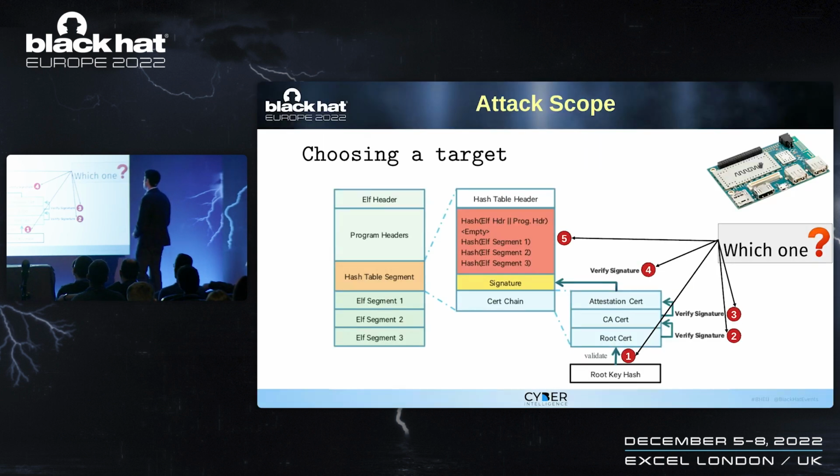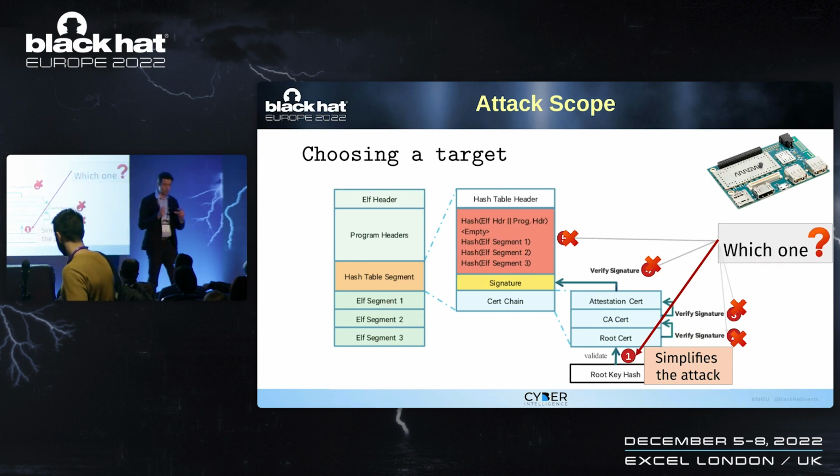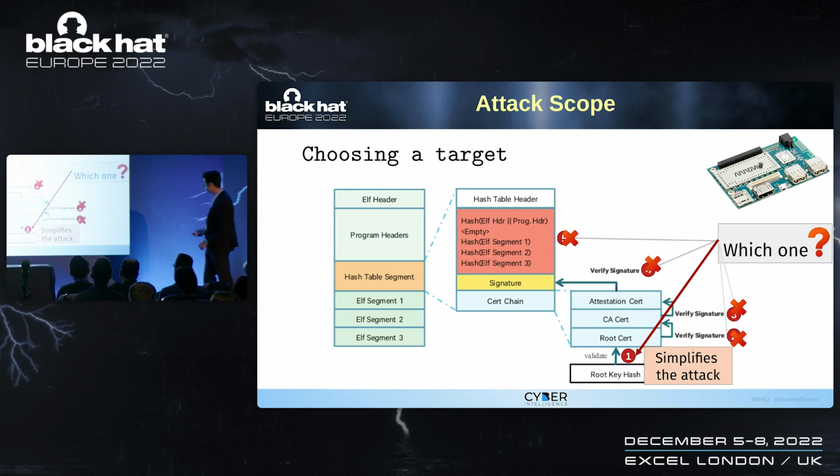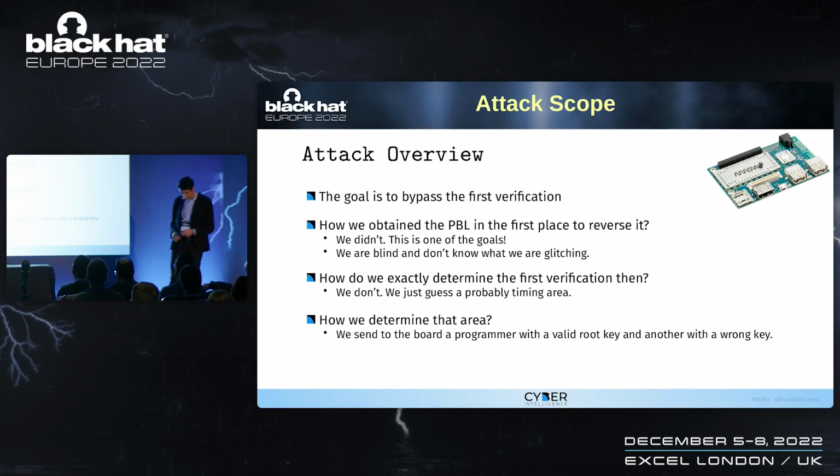Okay, but which one should we choose? As I say, it simplifies the attack if you choose the first one. And I'll explain in a minute why, when we see the power traces, okay? So why does this simplify the attack? Why is it better to do that? Well, I'll explain in a minute, but as I said, the goal is to bypass the first verification. So just to refresh you about what we are talking about, how we obtain this code in order to do the reverse engineering, in order to know that it's better to do this first attempt, or we didn't.